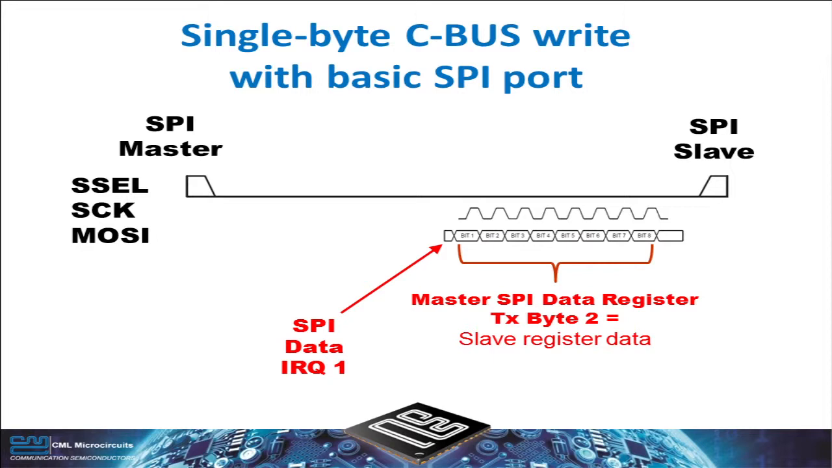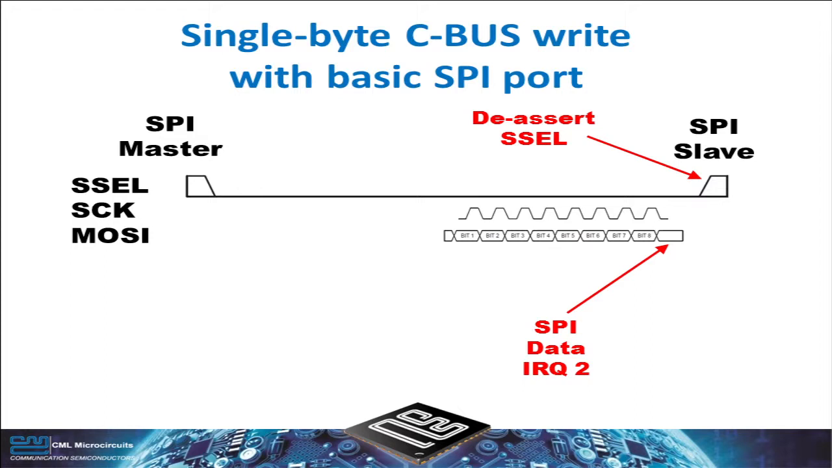At this point, the register data for the slave device is loaded into the master SPI data register. The next SPI data interrupt indicates the transaction is complete and slave select can be deasserted. Please note that slave select must be asserted for the duration of the C-BUS transaction.